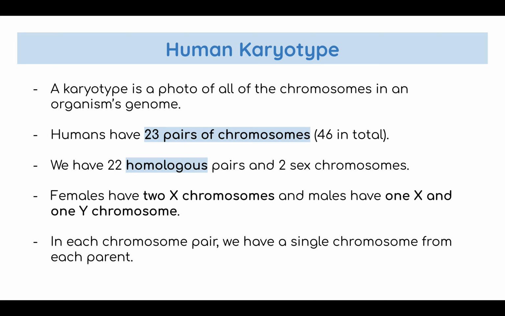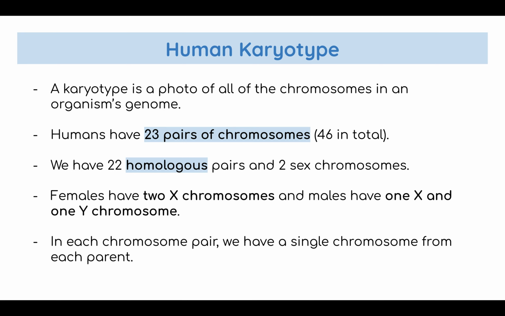Okay, karyotype. Karyotype is a photo or a description of all of the chromosomes in an organism's genome. So you could look at monkeys and you would look at all of their chromosomes. You could look at zebrafish and look at all of their chromosomes. That's going to be their karyotype.